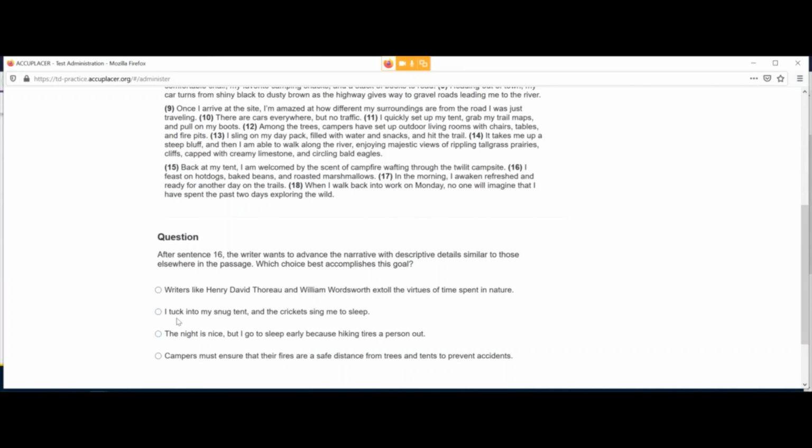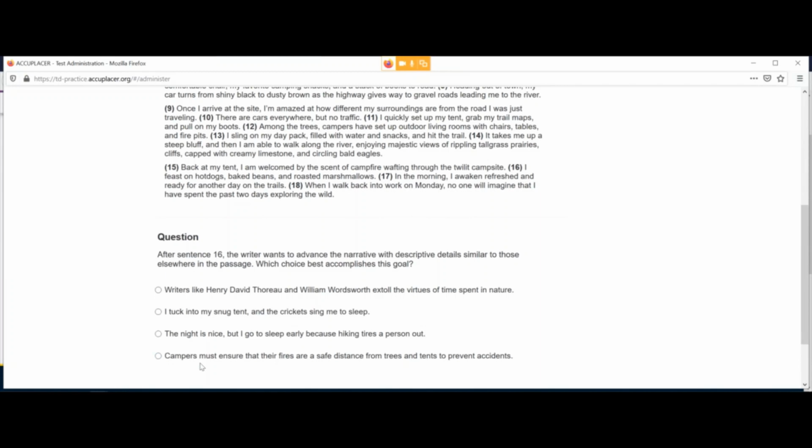But remember I was saying earlier, you never want to just pick something that looks right without looking at all of your choices, because it's asking for the best option. So even though we like the second option, let's look at the other ones. The night is nice, but I go to sleep early because hiking tires a person out. Okay, well, part of this sentence is descriptive, but the other part is more of an observation. So although there's some description here, I don't quite like this choice as much as I like the second choice.